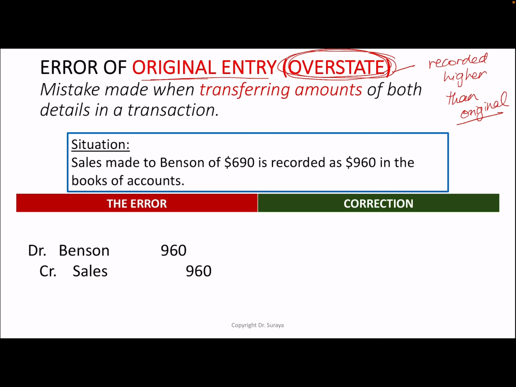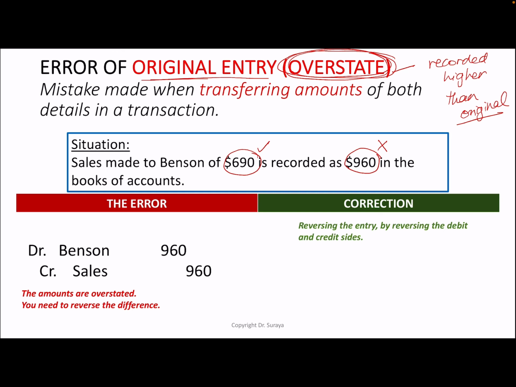So look at the situation here. Sales made to Benson of 690, this is the correct one, however recorded as 960 in the books of account. So it is supposed to be 690, accidentally recorded as 960. So look at the error here where you put Benson 960 and sales 960. Now this is overstated. You know this is supposed to be lesser. So you need to find the differences, right? So you need to reverse the difference. How do you do this?